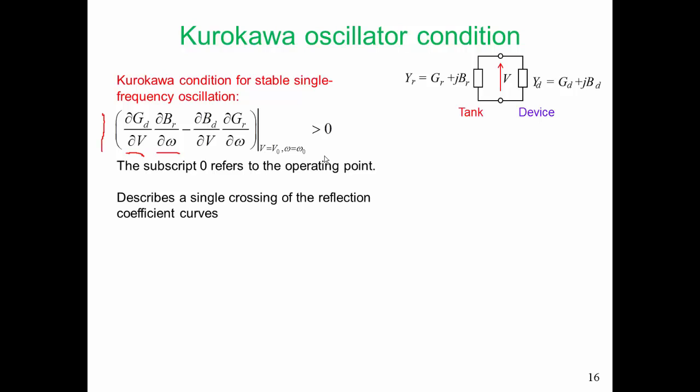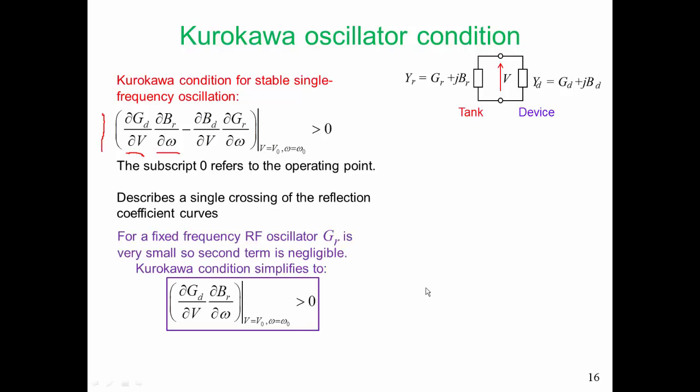But in reality that may not be exactly the case, because our tank circuit could contain varactors, variable capacitors, to enable us to tune our oscillator. So we want to design our tank circuit to make sure that as much as possible the admittance of the tank circuit is independent of amplitude. The Kurokawa oscillation condition describes what we need to have a single crossing of gamma R and 1 over gamma D.